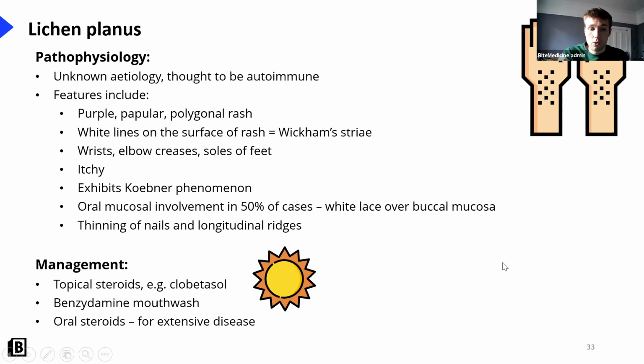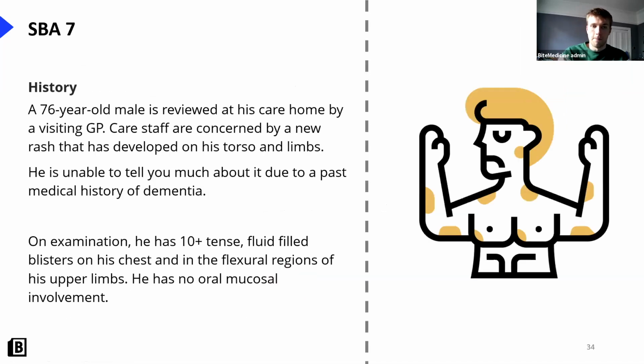You can also give a mouthwash if necessary, and in severe cases, oral steroids. And the fact that it responds to that probably adds fuel to the fire of this being an autoimmune condition. So that's lichen planus. So, a couple more SBAs to go. Hope you guys are still with me.